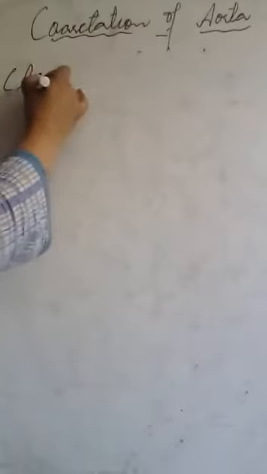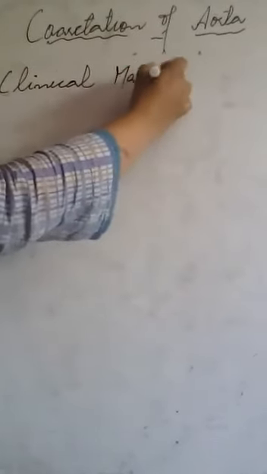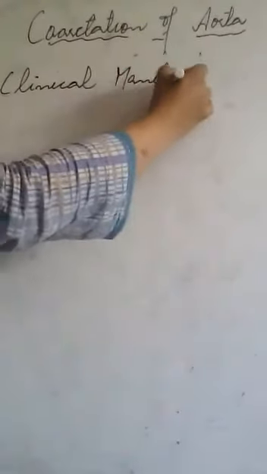Clinical manifestations of coarctation of aorta. Clinical manifestations means what are the signs and symptoms of coarctation of aorta. The clinical features of coarctation of aorta depend upon the type of defect.